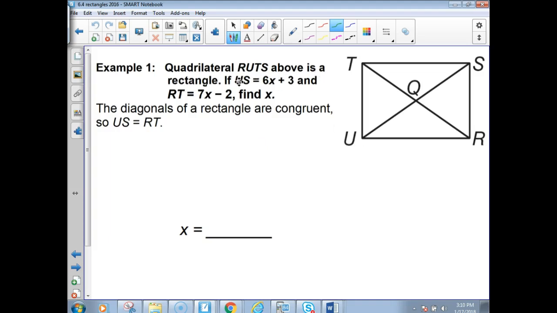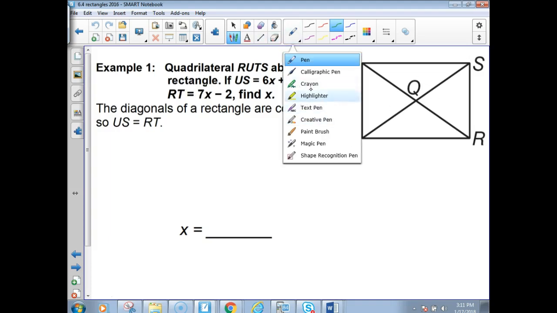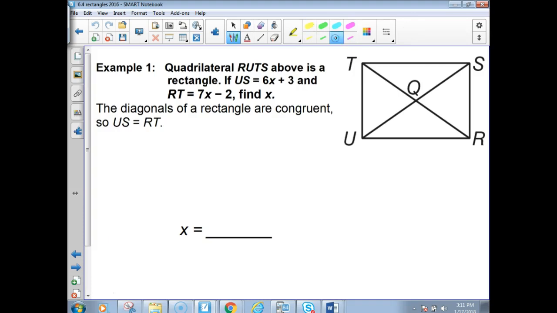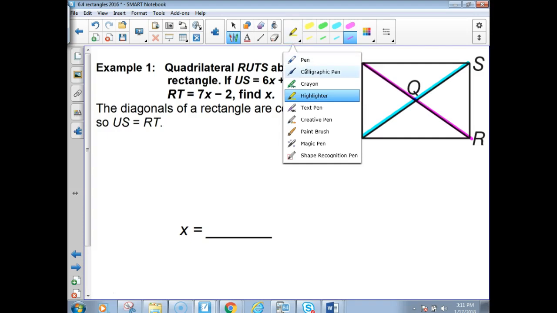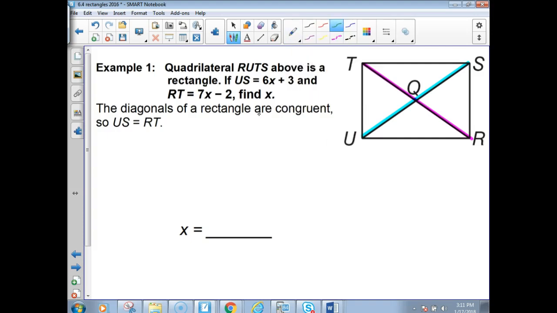Now, quadrilateral RUTS above is a rectangle. U to S, oops, that's a diagonal. And RT is 7x minus 2. Those are both diagonals, which we need to remember, since the diagonals of a rectangle are congruent, that US is equal to RT. So let's plug in US 6x plus 3 equals RT 7x minus 2 and solve.